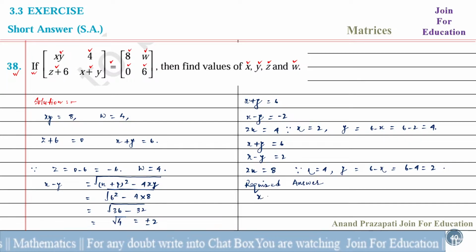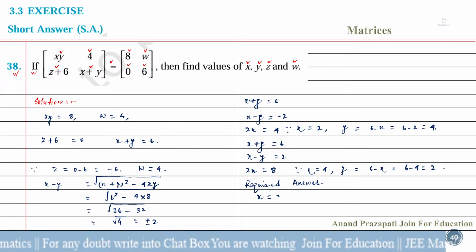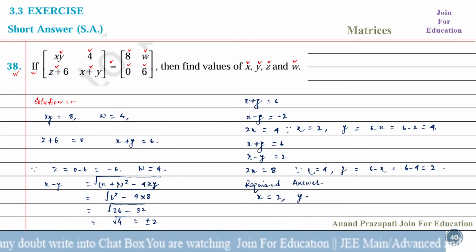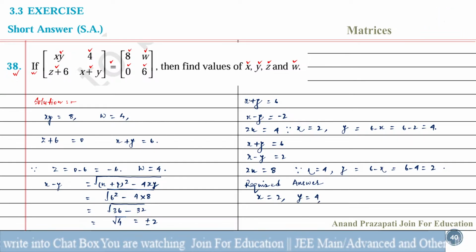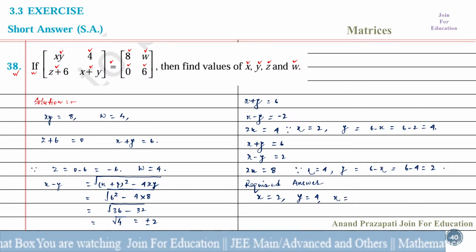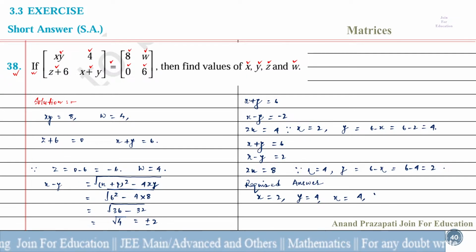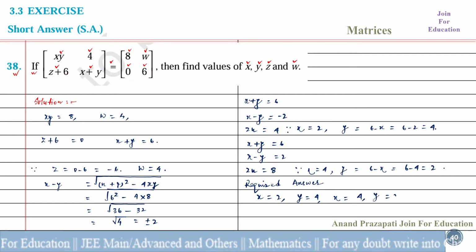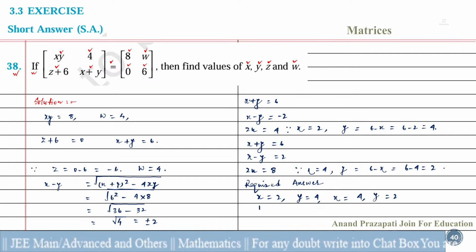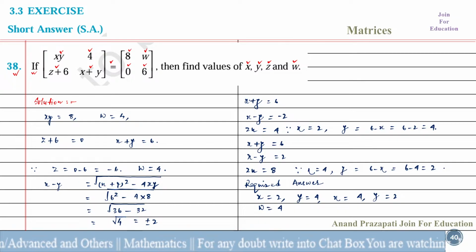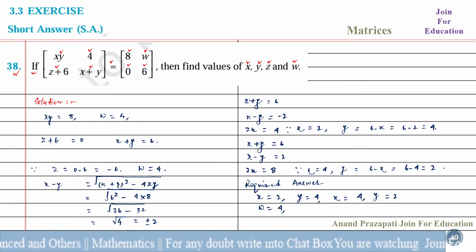x equal to 2, y equal to 4, x equal to 4, y equal to 2, w equal to 4 and z equal to minus 6.